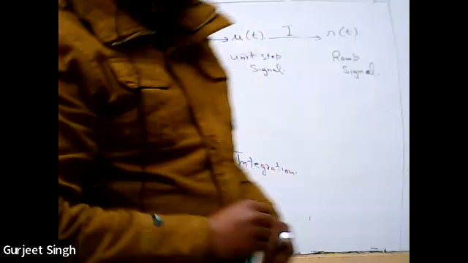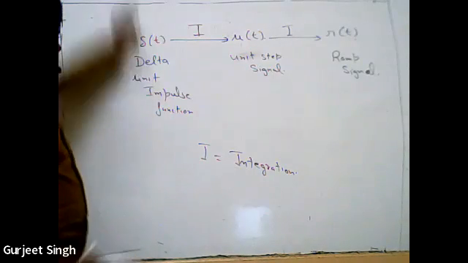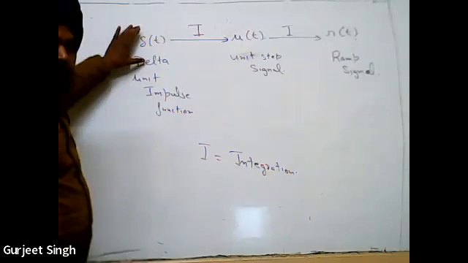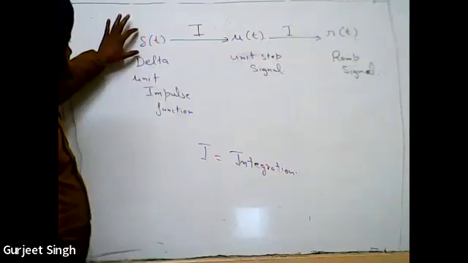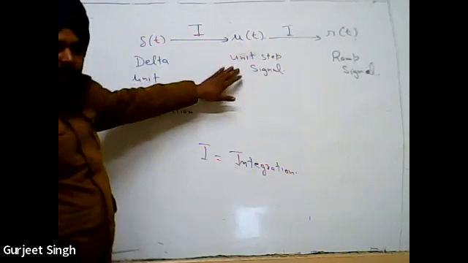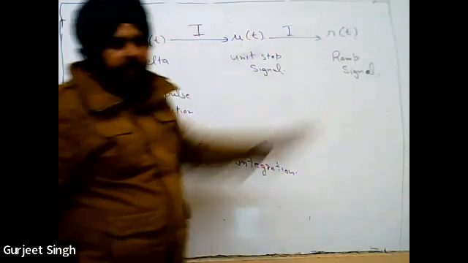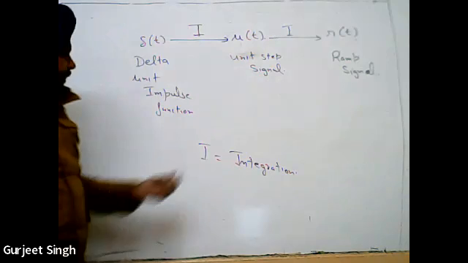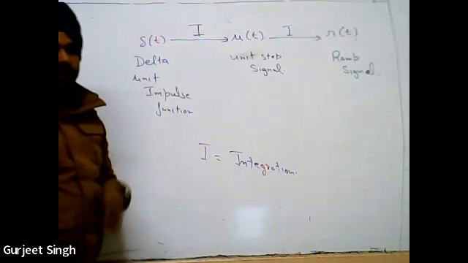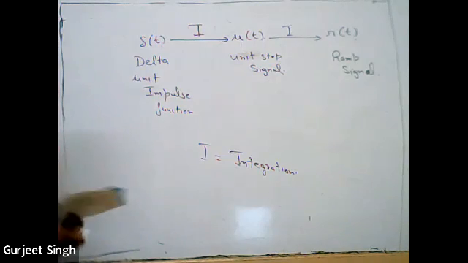So students, when we do the integration of the delta function, we get the unit step signal. And when I do the integration of this unit step signal, we get the ramp signal. I is representing the integration. We will do the reverse also.